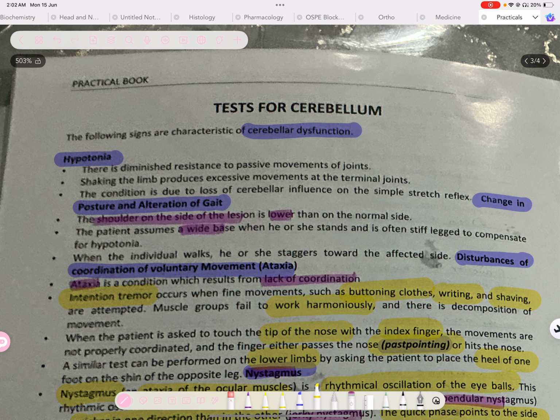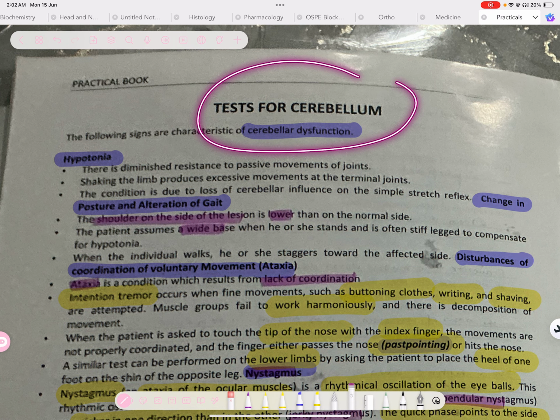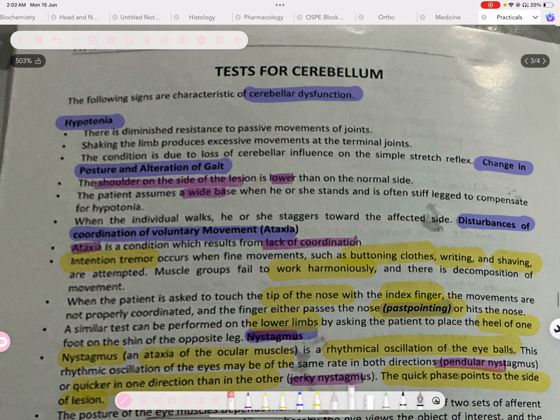Hi everyone, very important. We're doing the test for cerebellum today. That's the practical and the discussion. So these are the following features or signs which are characteristic of cerebellar dysfunction.